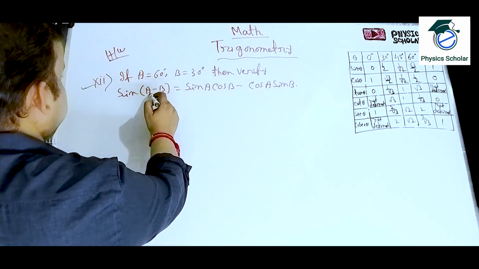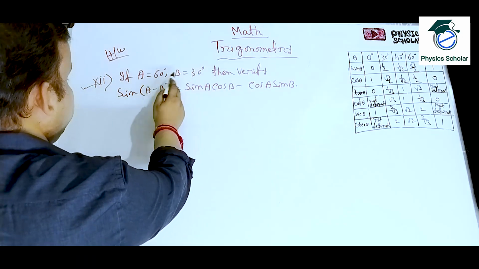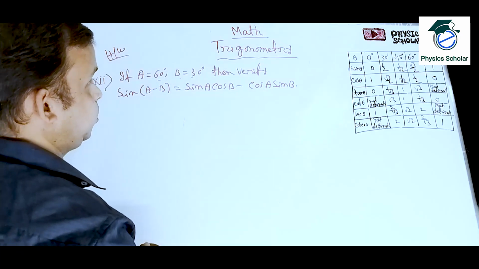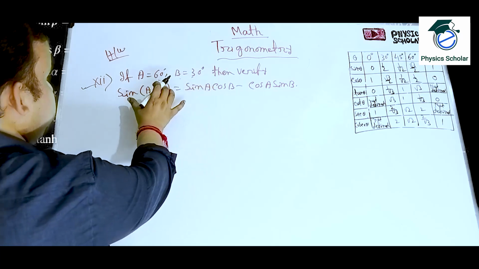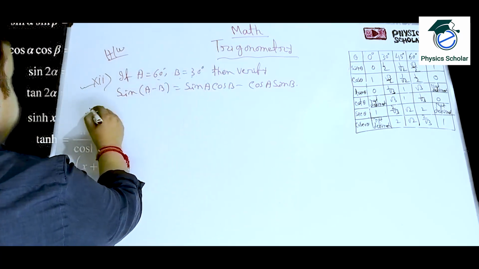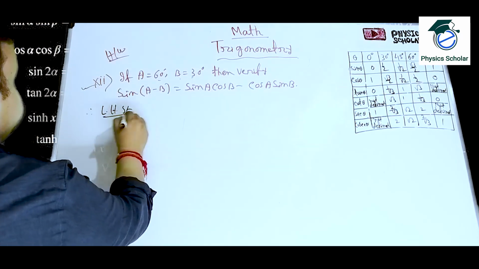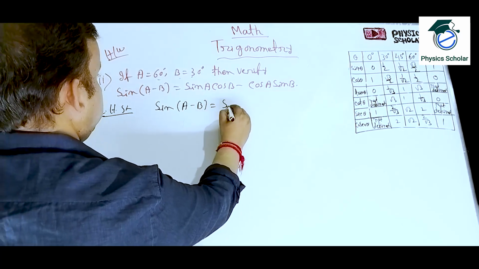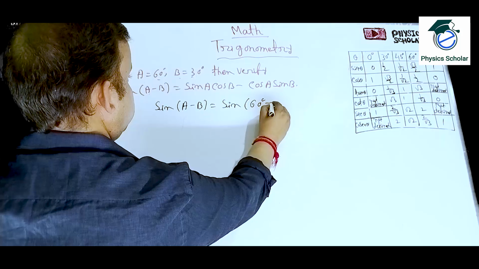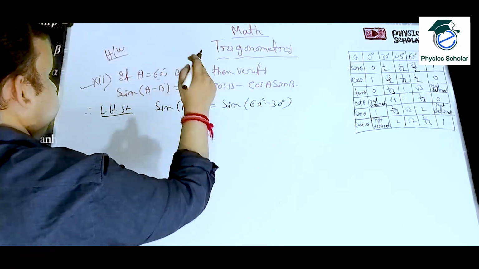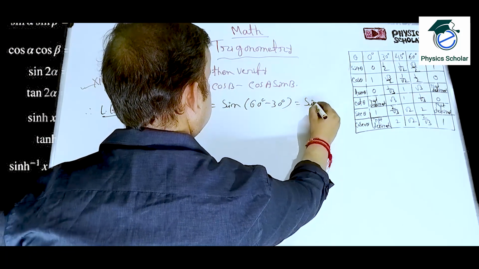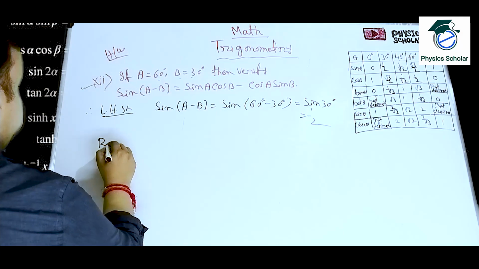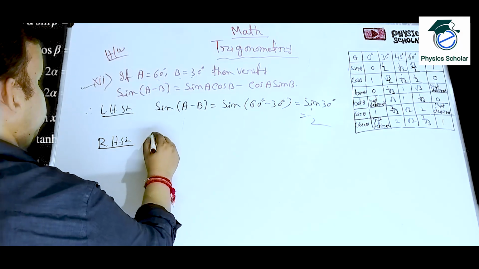Now here the values of A and B are given. A and B are angles of a triangle, given as 60 degrees and 30 degrees. So we have to verify. That means left hand side and right hand side. Left hand side, sin of A minus B is equal to sin of 60 degrees minus 30 degrees, which is sin of 30 degrees, which is half.